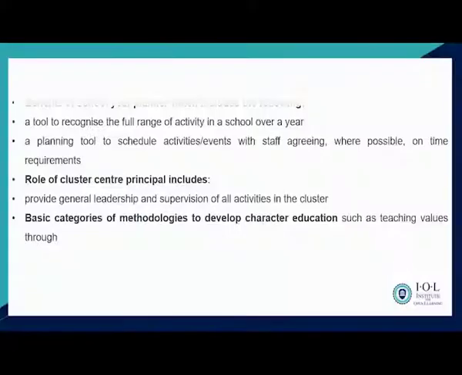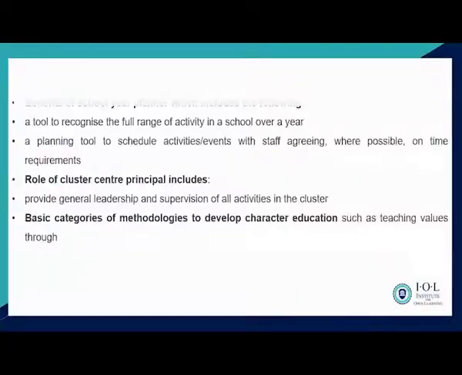Benefits of the school year plan or planner, which include the following. What are the benefits of the school year planner or school year calendar? A tool to recognize the full range of activity in school over a year, because it indicates what is going to be done on what day and in which month. A planning tool to schedule activities, even with staff agreeing where possible on time requirements.